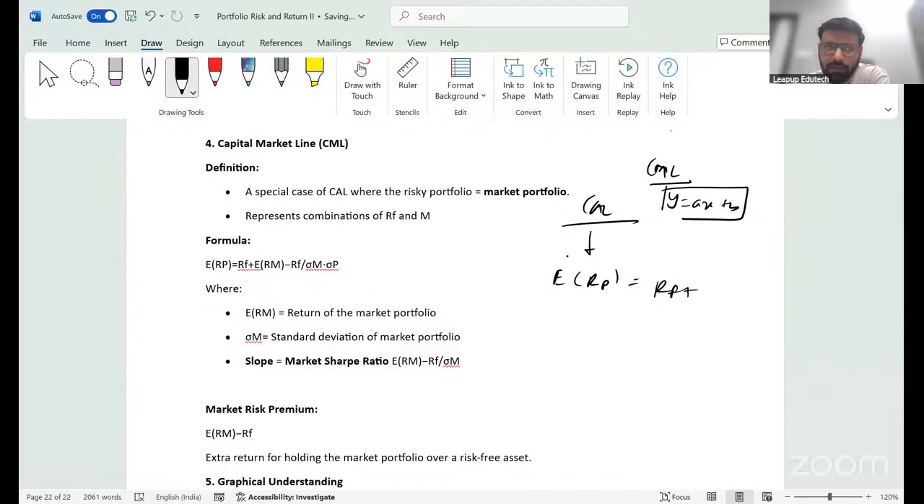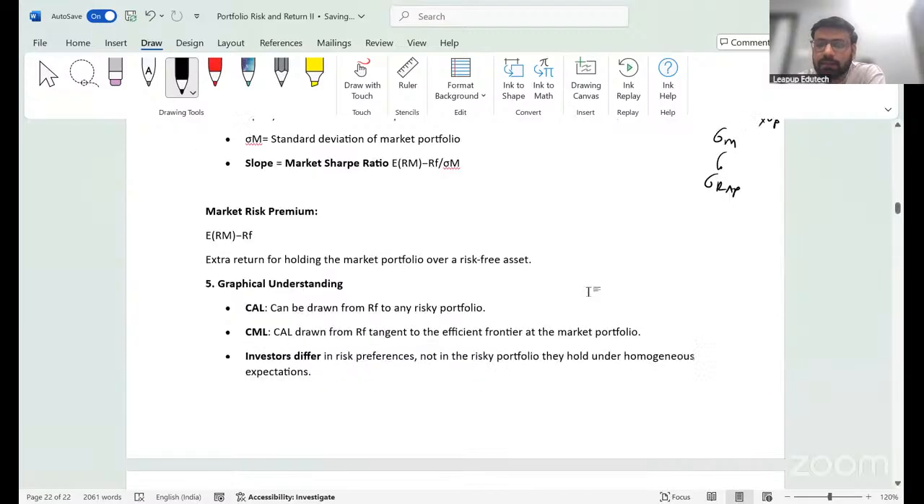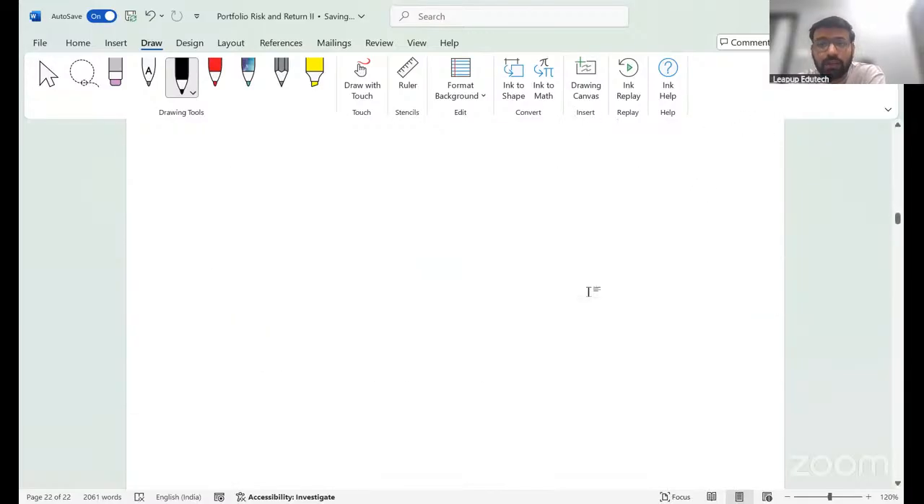Earlier, we were taking the expected return on the risky asset portfolio. Here, the risky asset portfolio is the market portfolio. So we take the expected return on the market portfolio minus the risk-free return, divided by the standard deviation of the market portfolio. Earlier, we were taking the standard deviation of the risky asset portfolio. That is your market portfolio. That is what we will take as the standard deviation of the entire portfolio. Simple as that, nothing else. And that's what wraps up your CML as a concept.